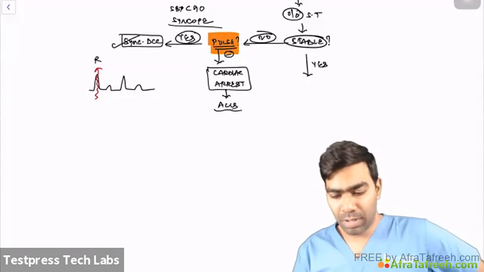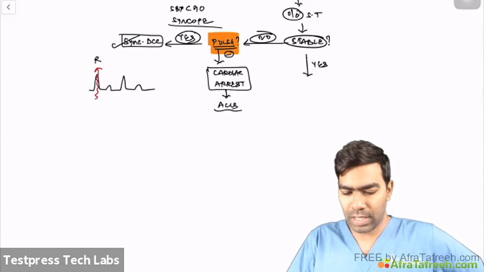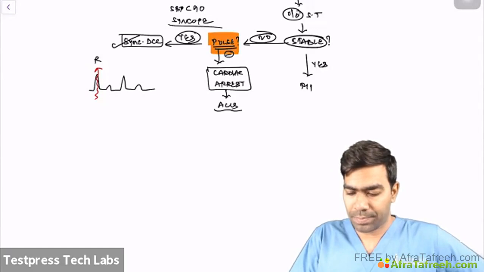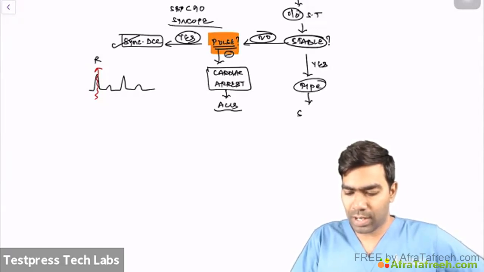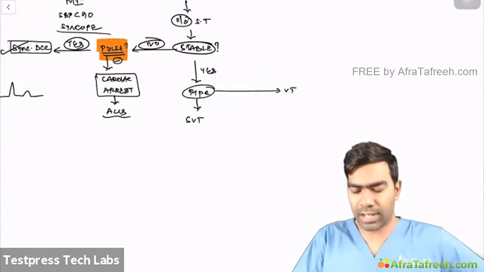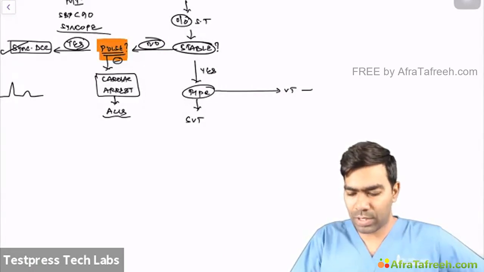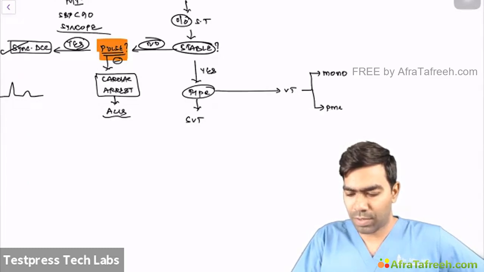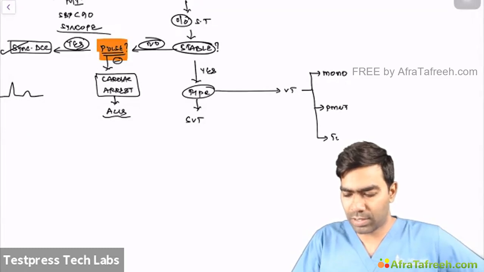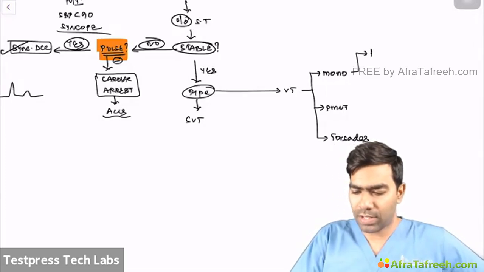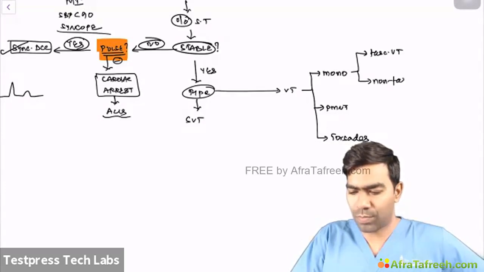If the patient is stable, in that particular setting I have to see what is the type of arrhythmia. Whether I'm dealing with a supraventricular tachycardia or a ventricular tachycardia. If it's a ventricular tachycardia, then I have to ask another question: whether it's a monomorphic VT, a polymorphic VT, or a torsades. If it's a monomorphic VT, then I have to ask whether it's a fascicular VT or a non-fascicular VT, for example an outflow tract VT.